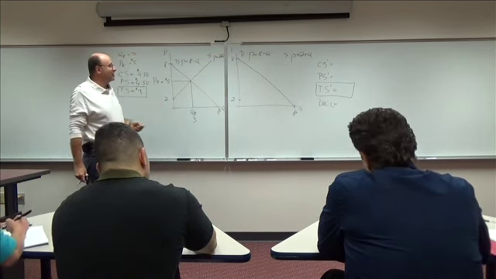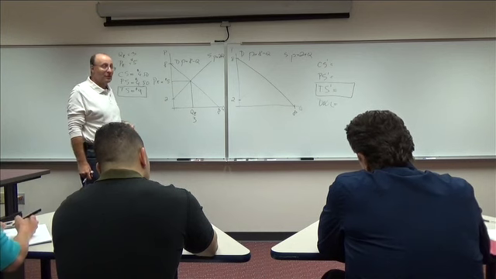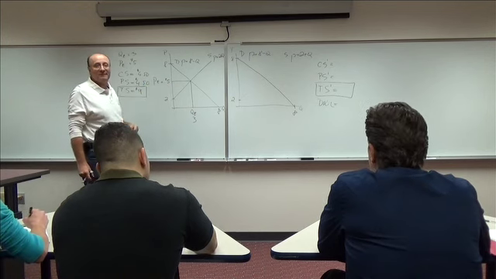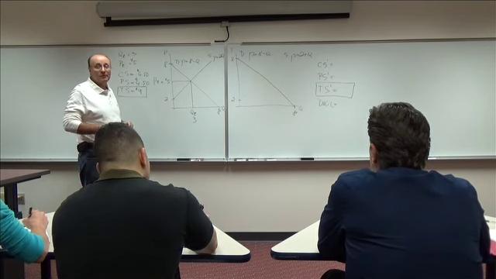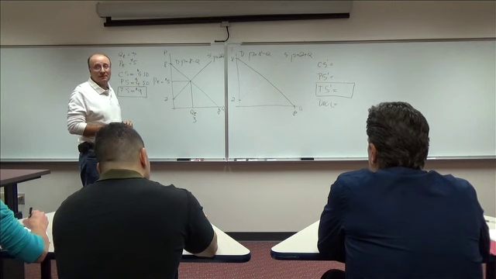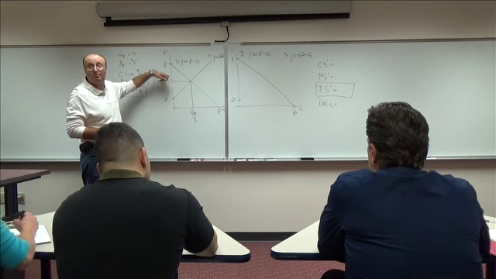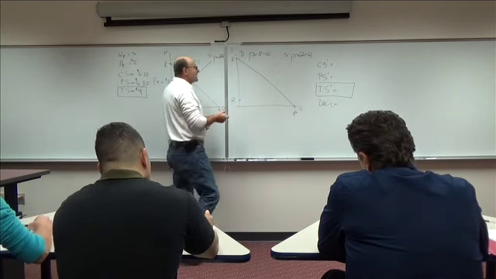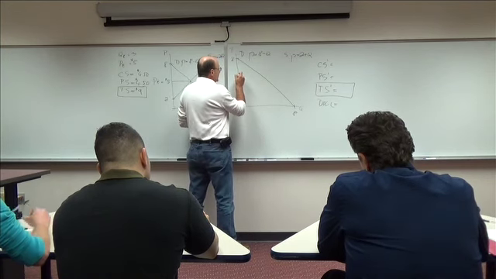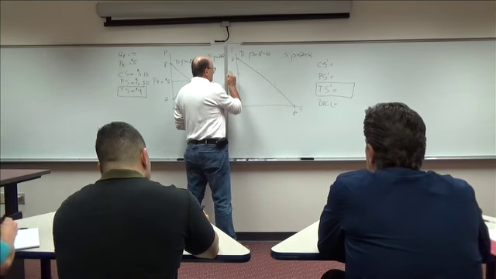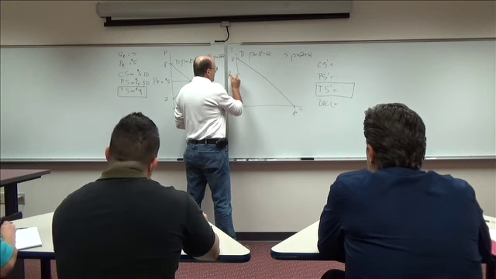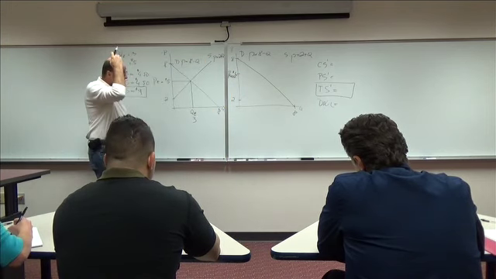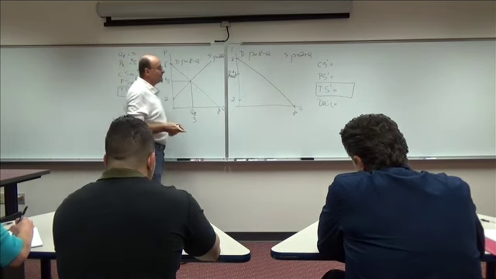Where would you set the price floor? How high would you go, or how low would it be? Would you impose price floor below 5 or above 5? Below 5? If you want to help producers, you would put it above. You're going to impose it above 5 so that producers can sell at higher prices, right? So let's say we impose price floor at 6. Price floor is $6, above 5, okay? And let's see what the impact is.